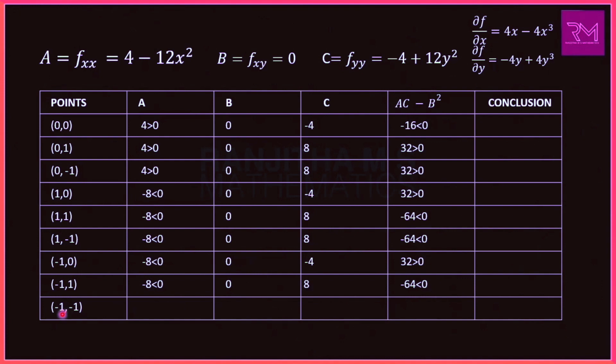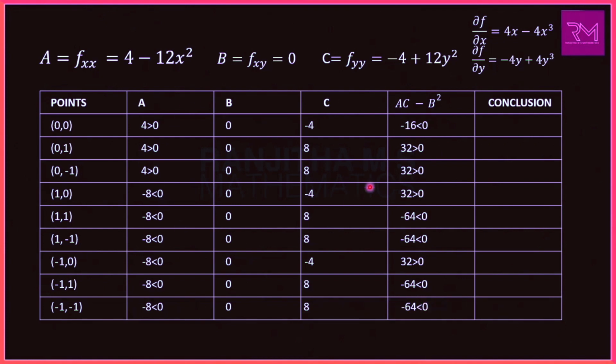Similarly, at last, we have to put x value as minus 1, y is minus 1. Here x is x square, hence we get minus 1 whole square is positive sign of 1, hence we get 4 minus 12 is minus 8, which is less than 0. B is 0, and C is, here we have to put minus 1, hence we get minus 4 plus 12 into minus 1 whole square, hence we get minus 4 plus 12 is plus 8, hence we get AC minus B square as 8 into minus 8, that is minus 64, which is less than 0.